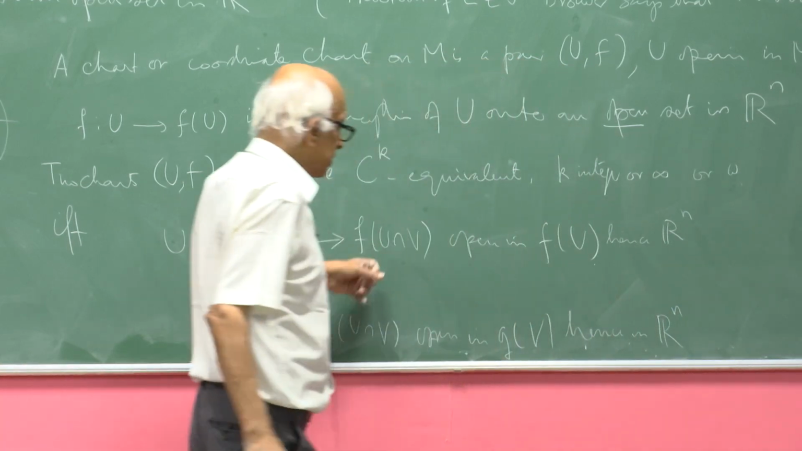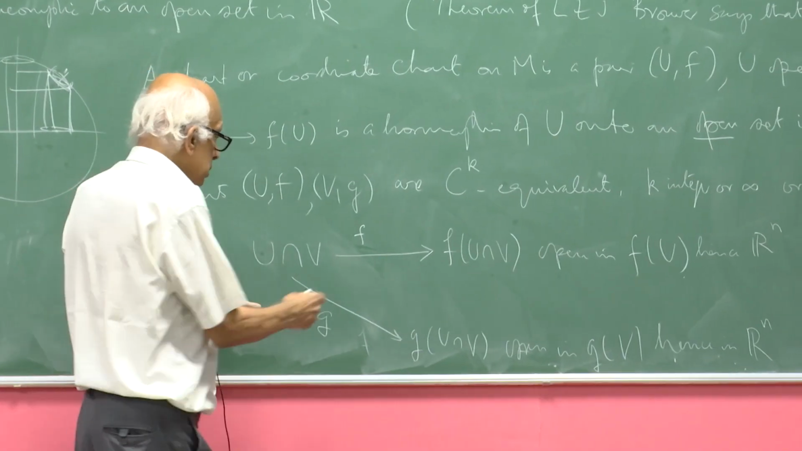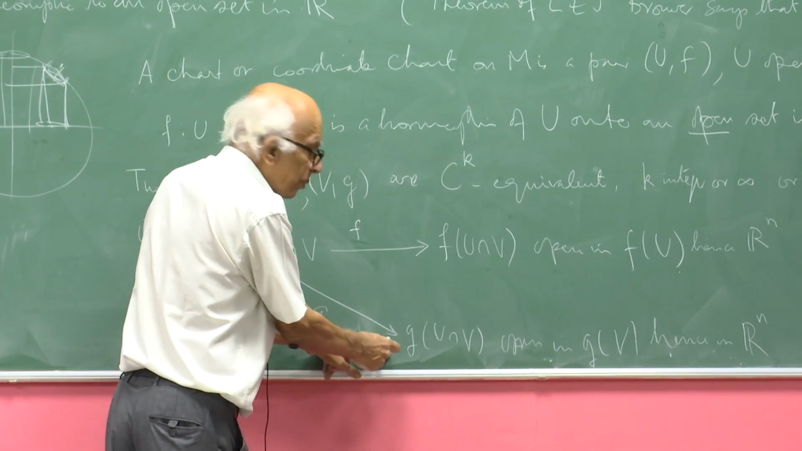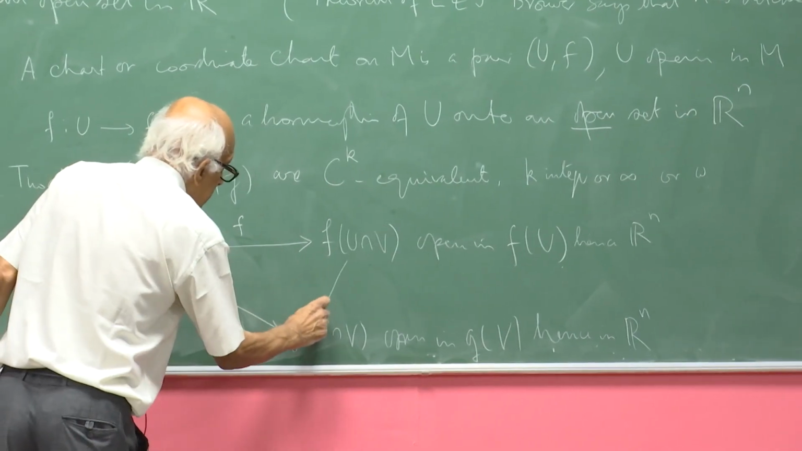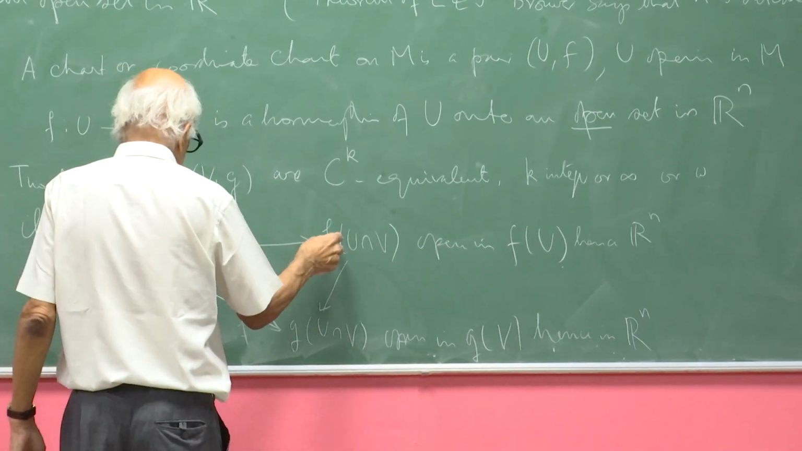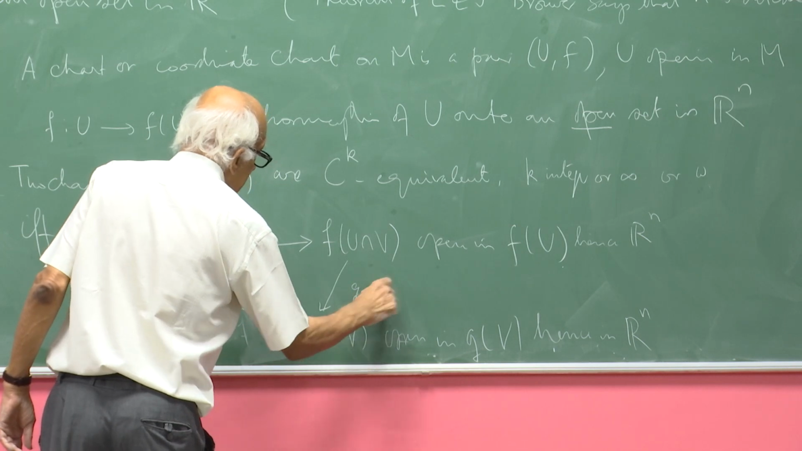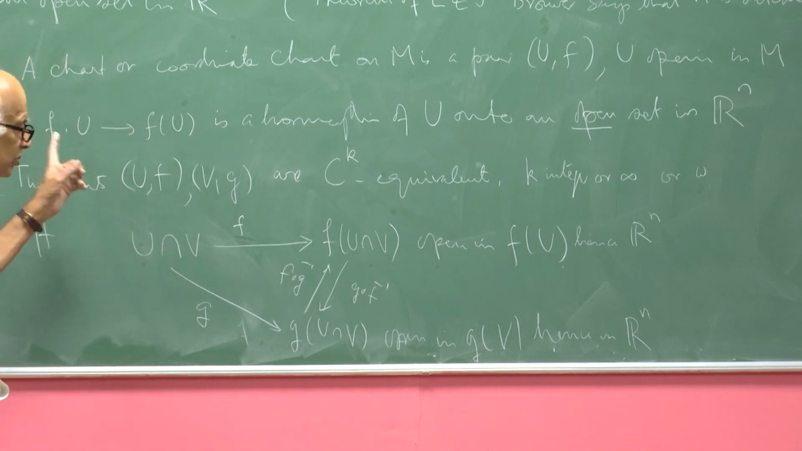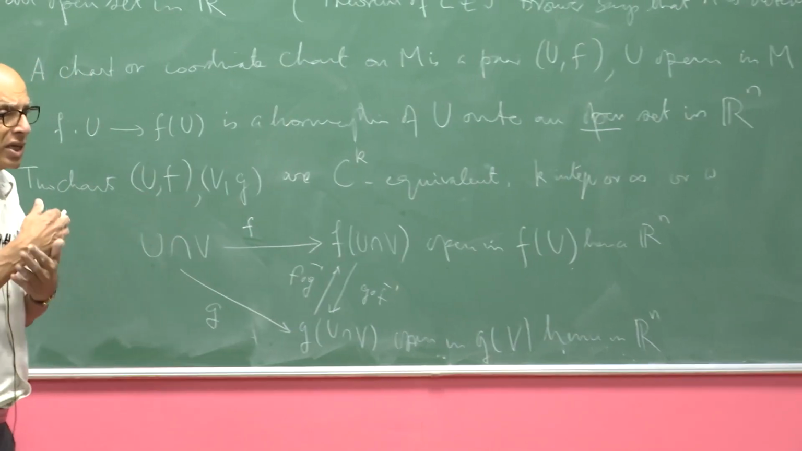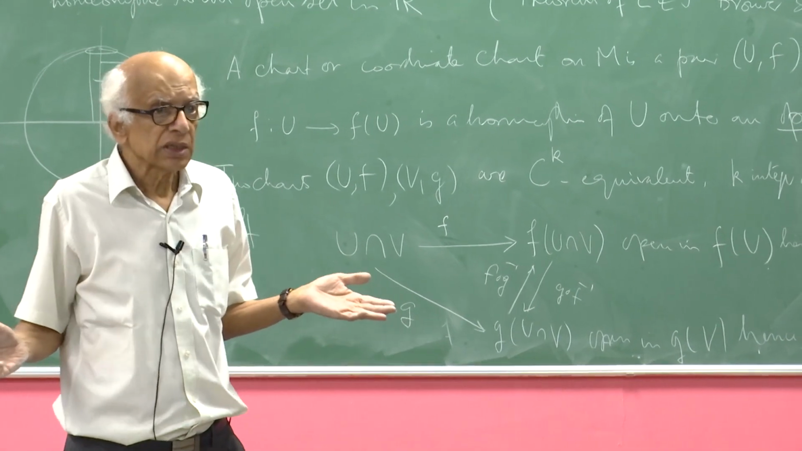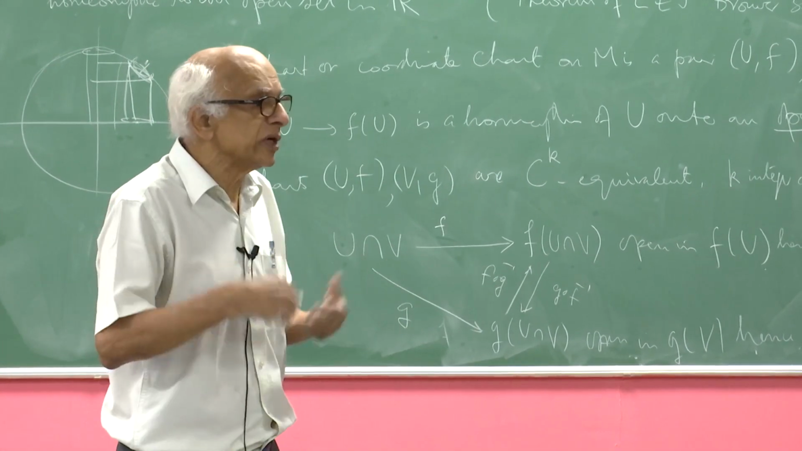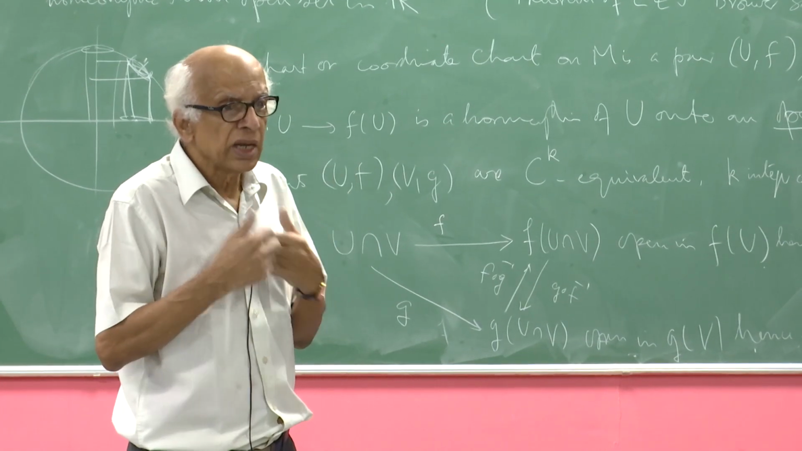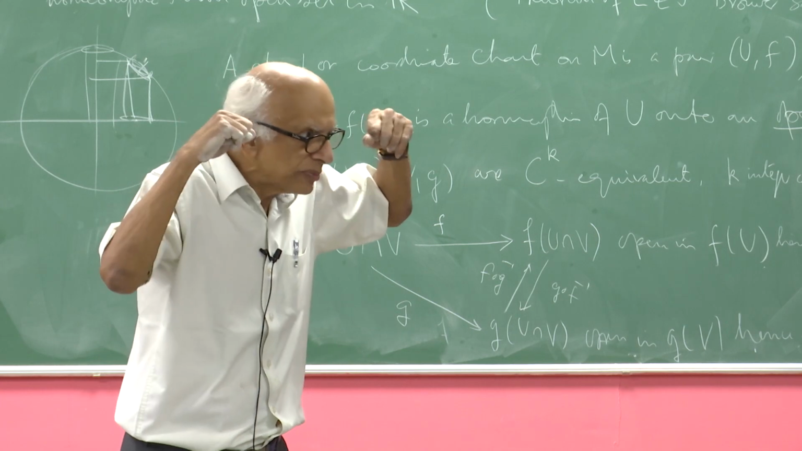So here are two open sets in Rn. Now, this F is invertible, and you can go by G. So you get a map here. If you want to look at G composed with F inverse, and you also have a map F composed with G inverse, I want both these maps to be CK, that is K times continuously differentiable, or infinitely differentiable. Then I say the two charts are CK compatible. And C omega is the case when the maps are analytic.